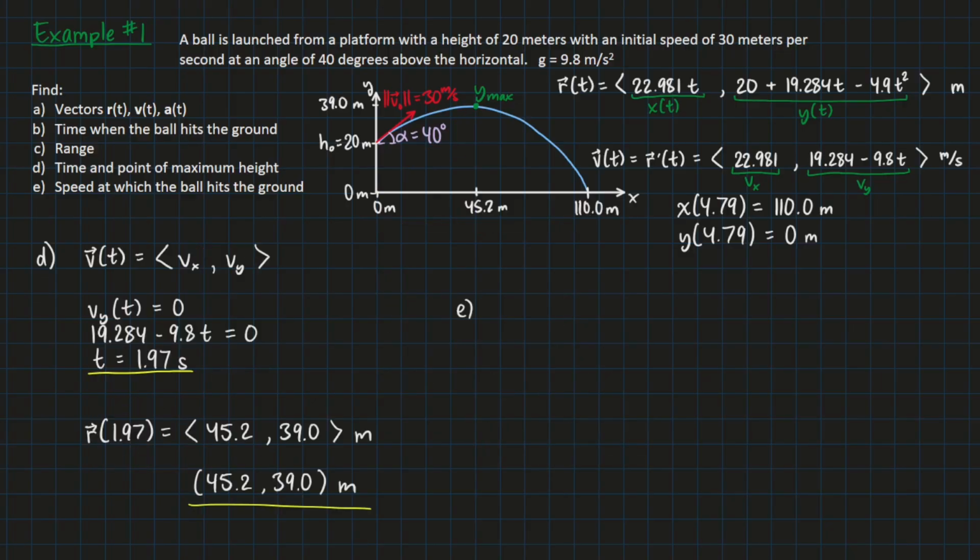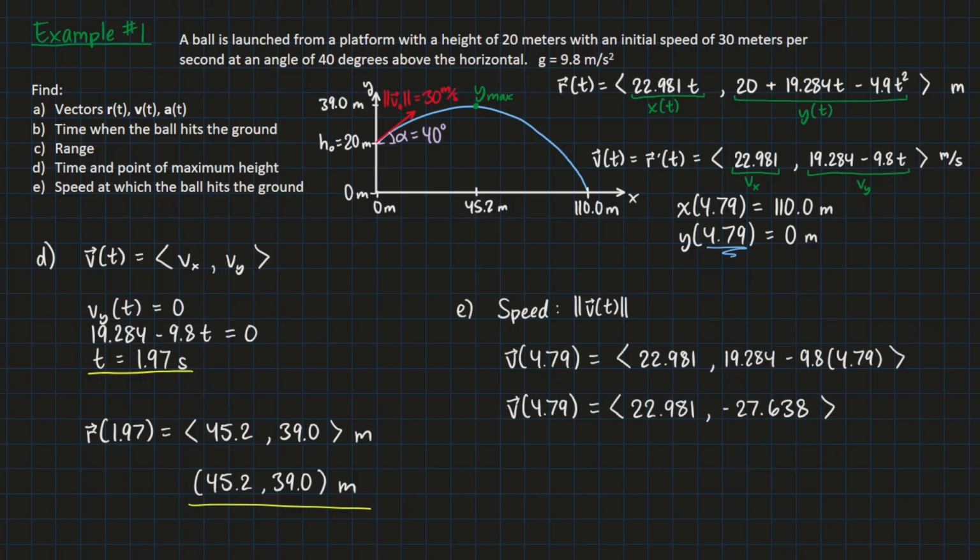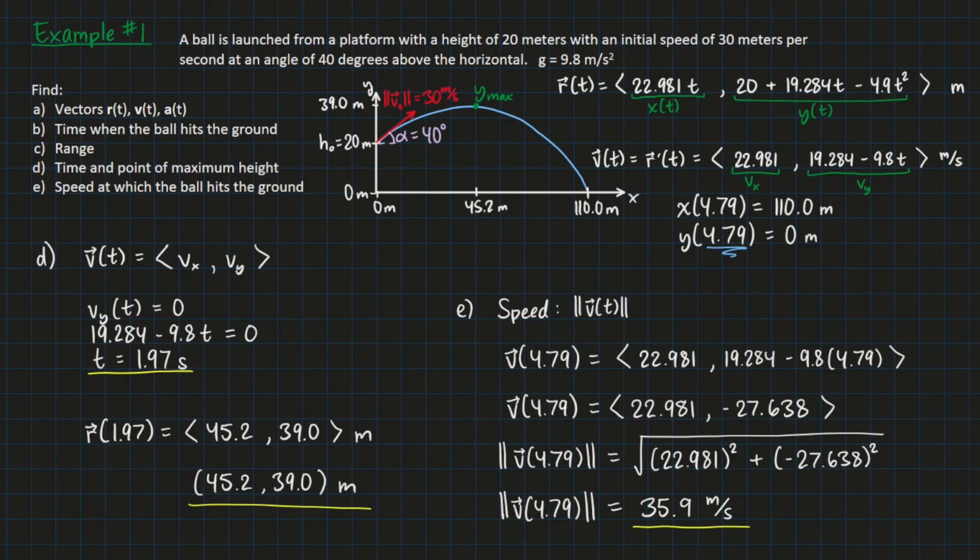And finally, part E asks, what is the speed at which the ball hits the ground? Remember, speed is the magnitude of velocity. We have the time when the ball hits the ground, so we can plug that time into the velocity vector VFT, and then we take the magnitude of that velocity. The speed at which the ball hits the ground is approximately 35.9 meters per second.